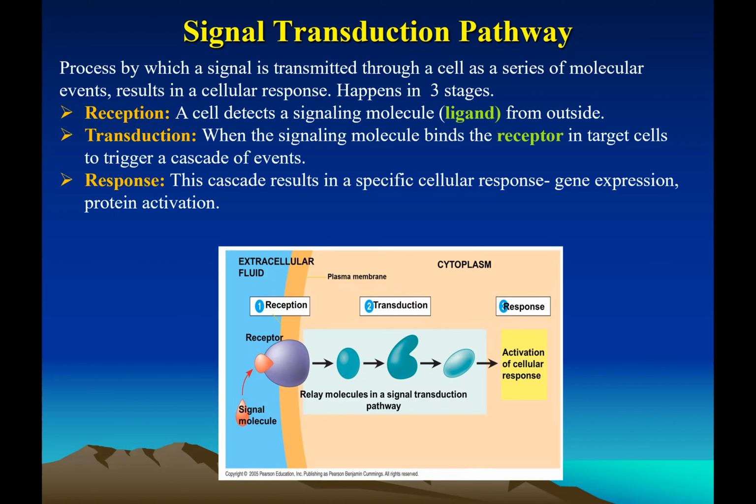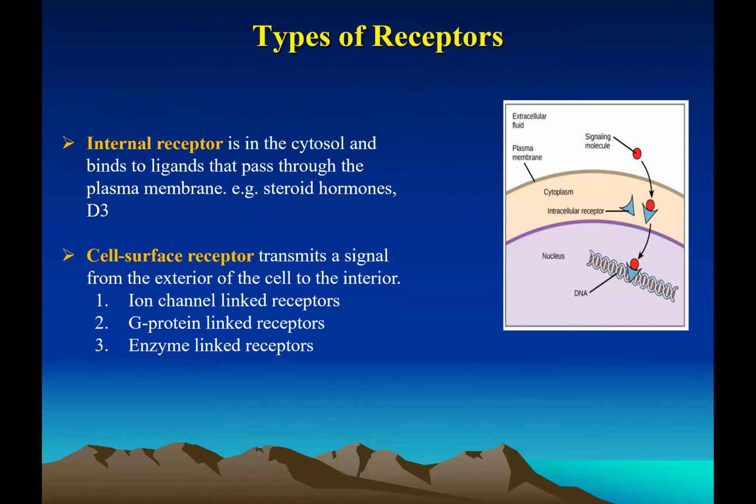We'll talk about the important features in every step of the signal transduction pathway. So what are receptors? Receptors can be found inside the cytoplasm. You can see the cell membrane and the cytoplasm, so a receptor can be found in the cytoplasm. It is called an internal receptor. If the signaling molecule is very small and hydrophobic, it is able to wiggle its way through the phospholipid bilayer, and then it is an internal receptor.